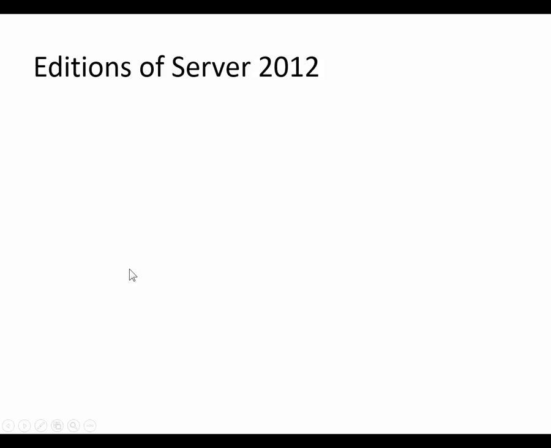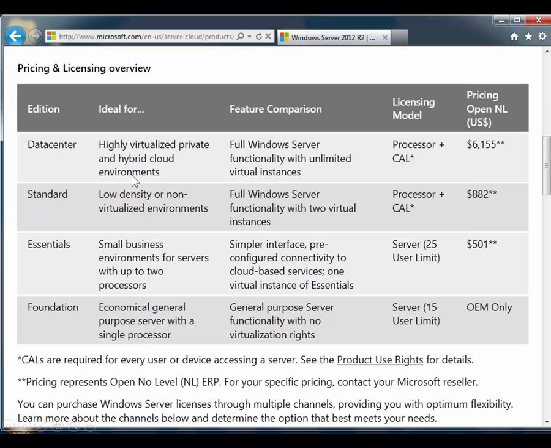Let's now look at the editions of Windows Server, and we will see there are four editions: Data Center, Standard, Essentials, and Foundation. And Essentials and Foundation are only for small business. They only support 15 to 25 users. Most of us are going to be working with the Standard or the Data Center editions.